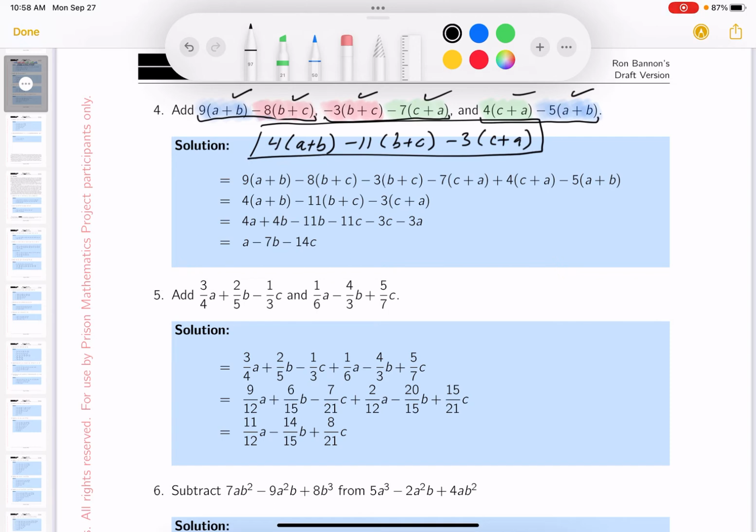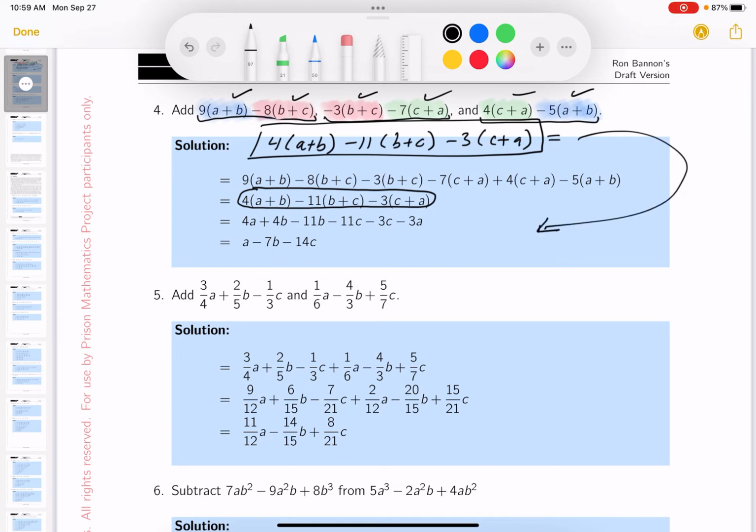Now, I'm going to say there's probably something else you could do, and I'm going to try to simplify it a little bit by using the distributive property. Before I do that, though, I want to point out, you got the 4(a plus b) minus 11(b plus c), and minus 3(c plus a). I'm going to use the distributive property now to write this down a little differently.